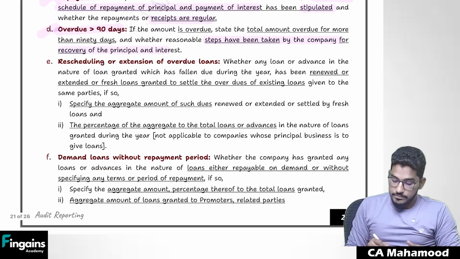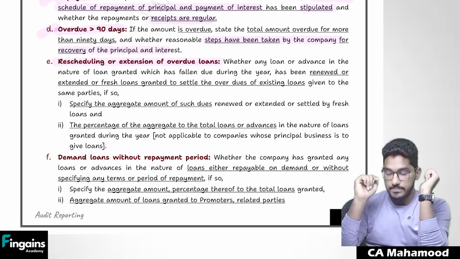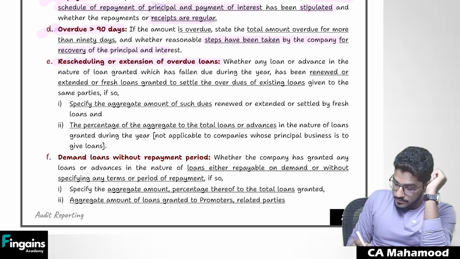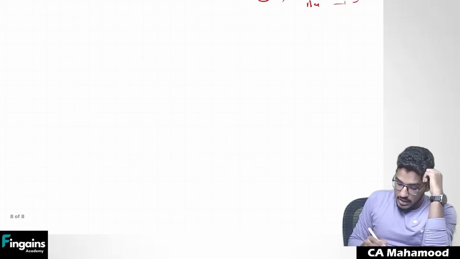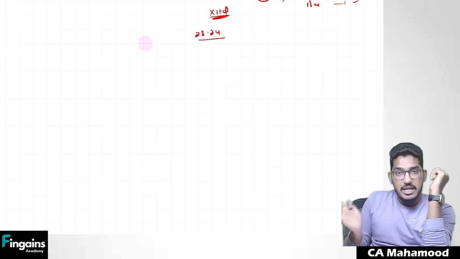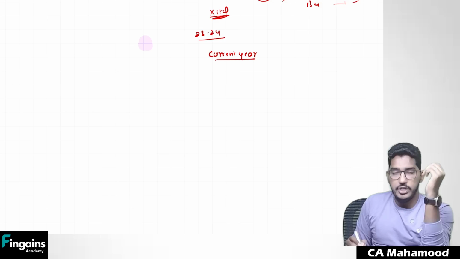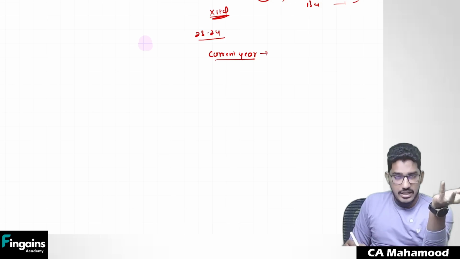Next one, fifth point, rescheduling or extension of overdue loans. So now this is what? I'll give you one simple example. Take for example, we are in the financial year 23-24. I am conducting audit of the client X Limited. In the previous year, the company has given loan. In the current year, it has fallen due. In the current year, what happened? It has fallen due. Fallen due means the due date is in the current year.